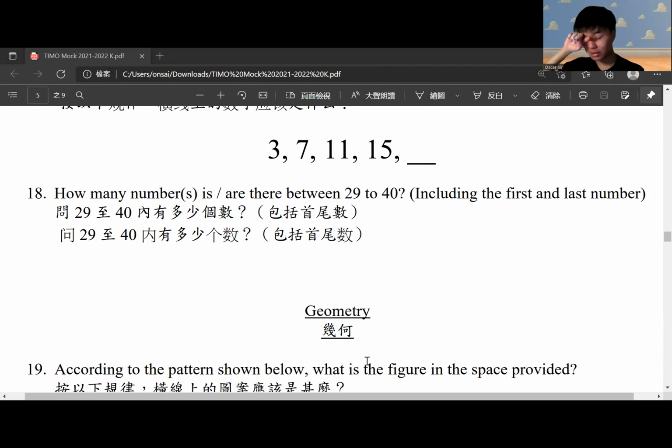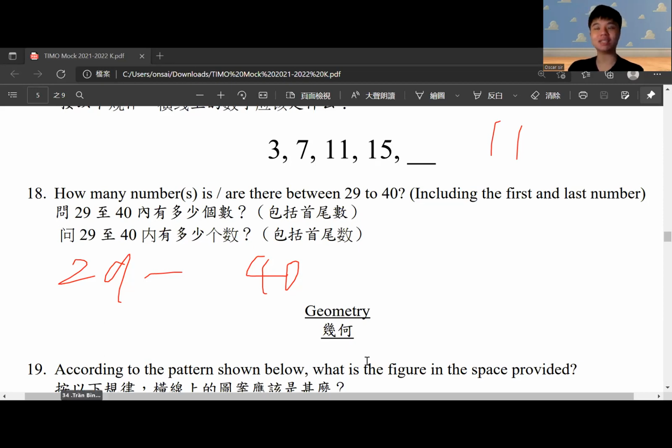In the next question, we can find it is asking, from 29 to 40, how many numbers? Right? How many numbers are between 19 and 40? In those questions, we are not encouraging you guys to count them one by one. Some people are saying 12. Actually, that 12, teacher.